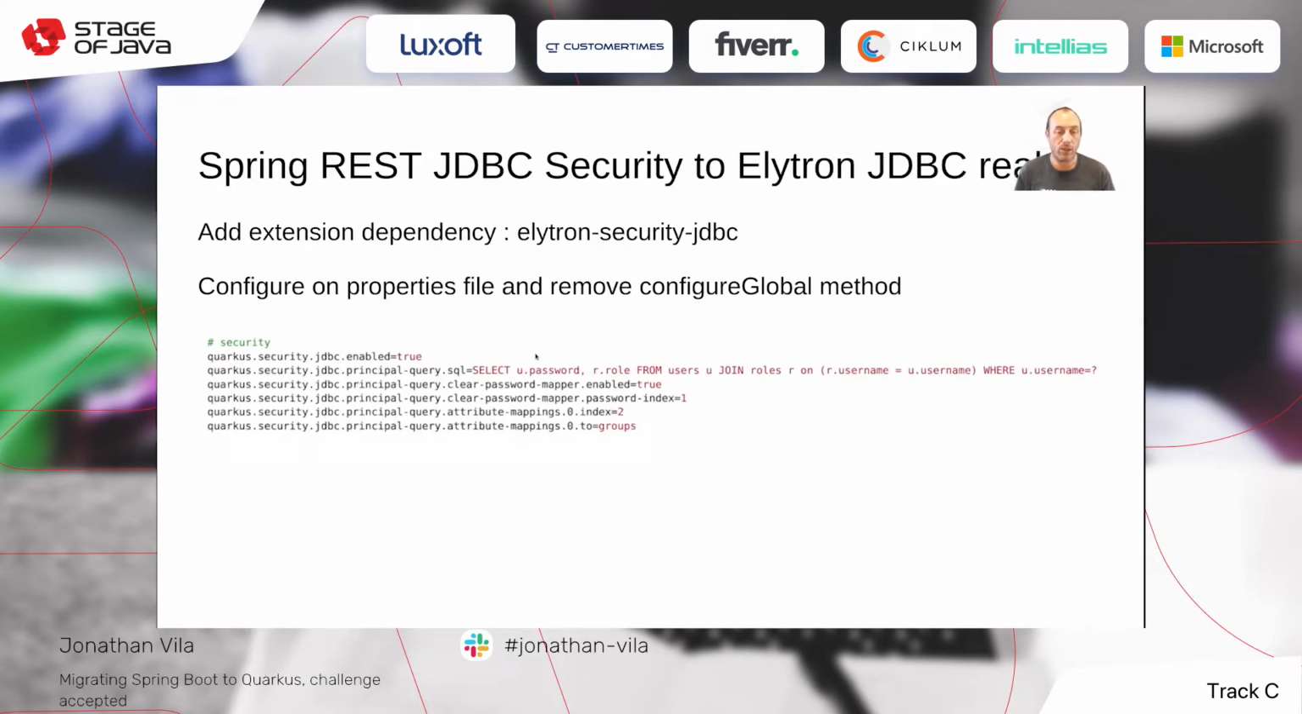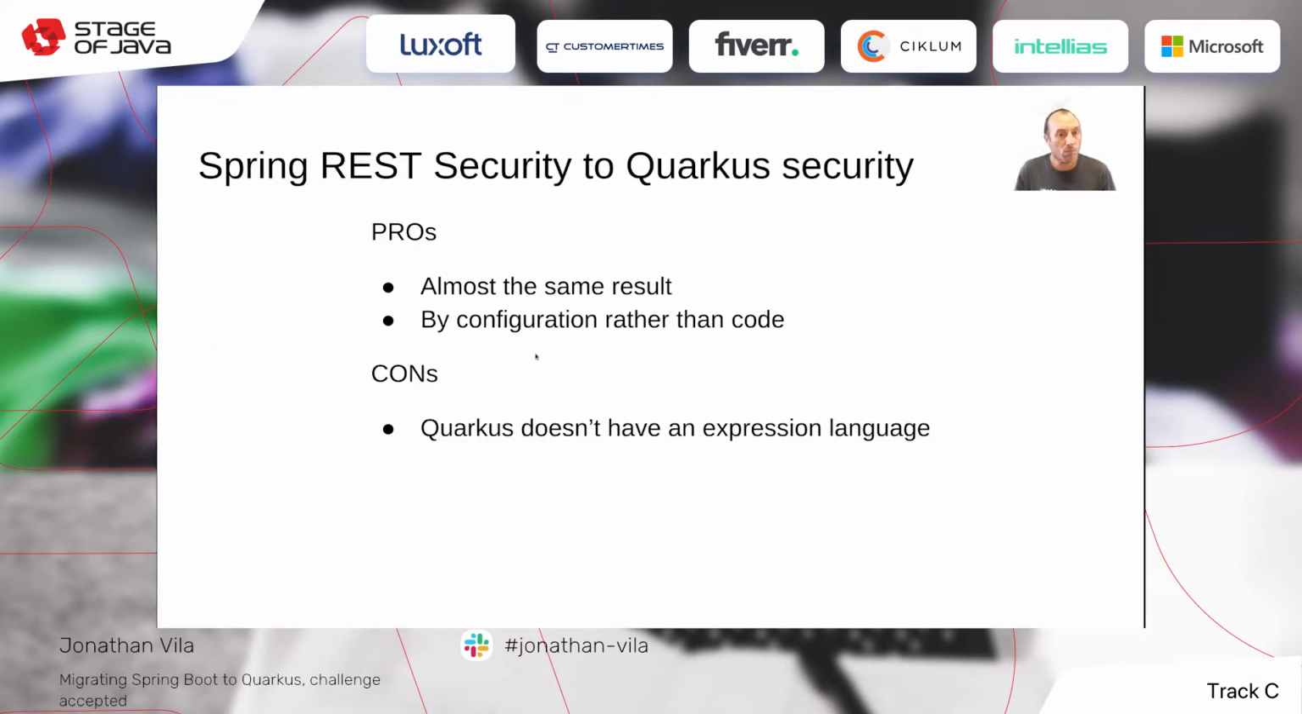And regarding the security, with the users and passwords, in this project it was persisted into a database, and for that we are going to use Elytron security JDBC, and then it's a matter of configuring in the properties the way to obtain the users, and that's it. So it will take the security from the database. Everything is straightforward in the migration, but as I said, we don't have expression language on the roles, and you need to specify the list of roles, but this is the only drawback.